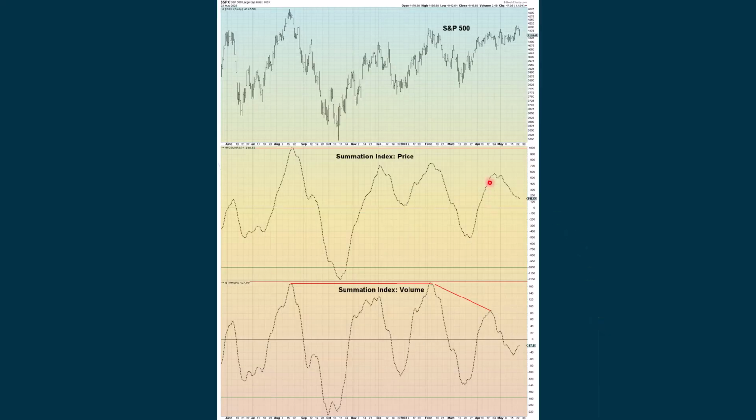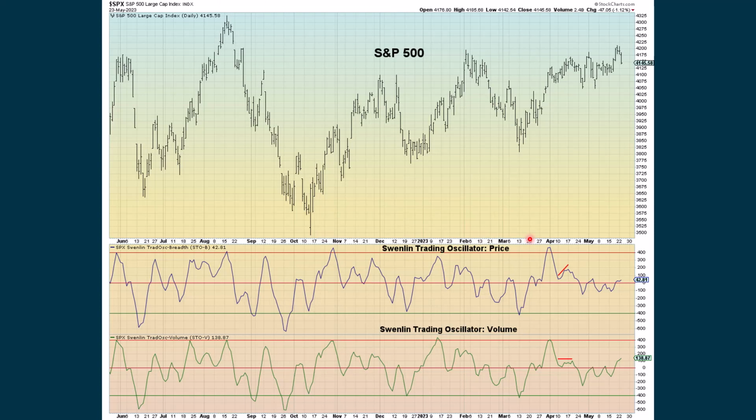The summation index based on price is declining, and we're still advancing based on volume. So we're seeing a little bit of a disconnect here. Is price eventually going to turn volume back down, or is volume going to turn price back up? The Swenlin trading oscillator, this is positive. We advanced on a down day based on price and volume, but we're still working off of this longer term negative divergence. The longer we get away from this, the less relevant that becomes.